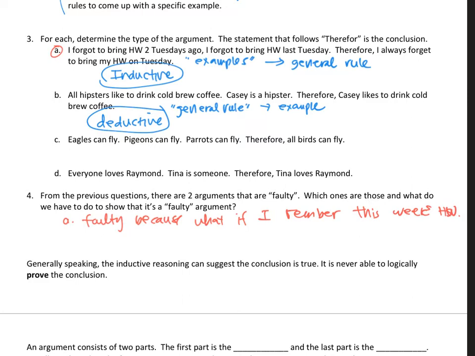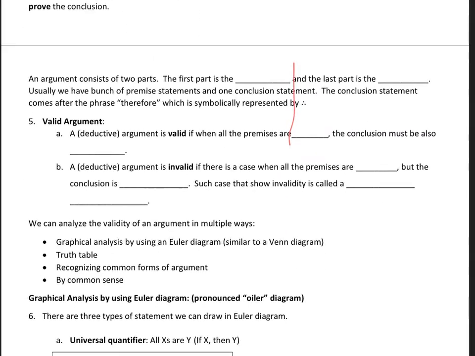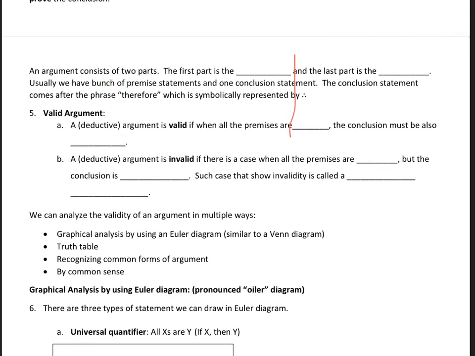All right, let's look at the next. It says, generally speaking, inductive reasoning can suggest the conclusion is true. It's never able to logically prove the conclusion, right? All right, let's look at the next part here. An argument consists of two parts, as I said before.